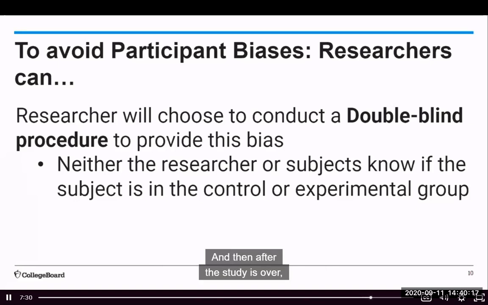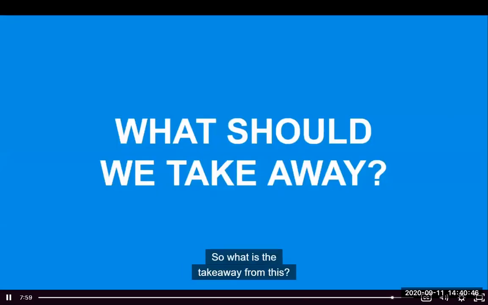Then after the study is over, all that data gets combined and they are able to see that this group of people were in the control group, this group of people were in the experimental group, and therefore they were able to figure out the results of the study. So in order to avoid experimenter bias, researchers use double-blind procedure, and in order to avoid participant bias, researchers use single-blind procedures. Okay, so what is the takeaway from this?